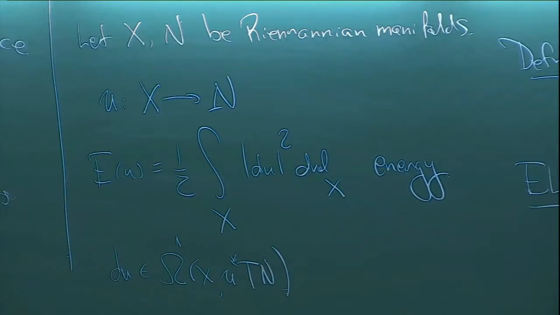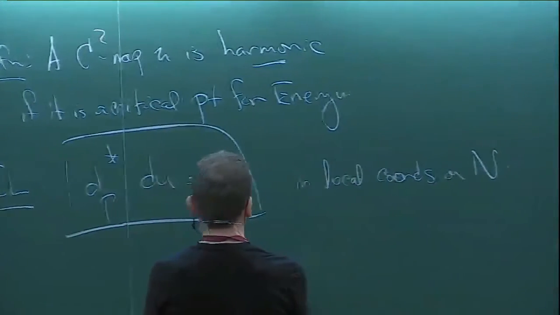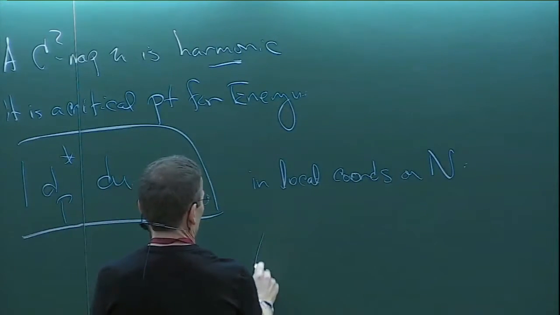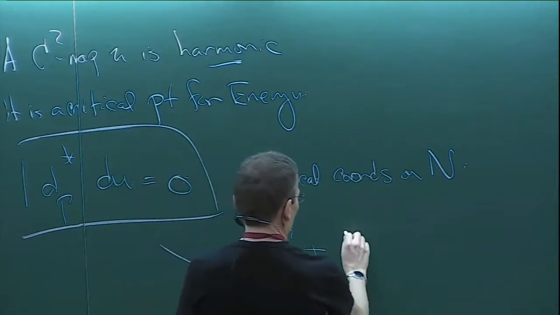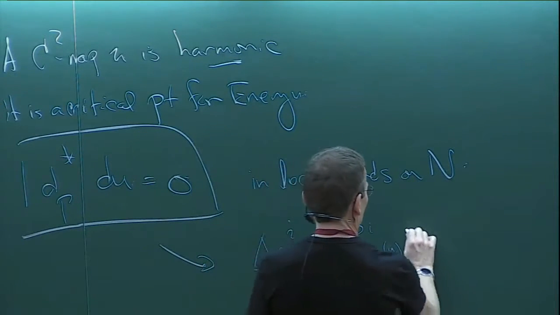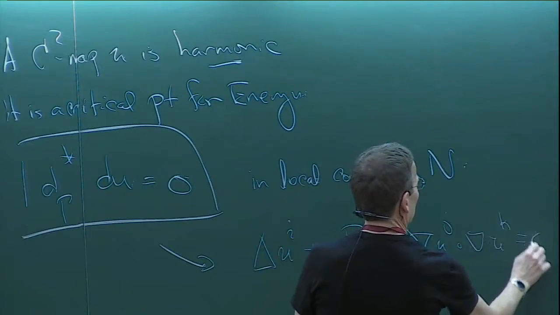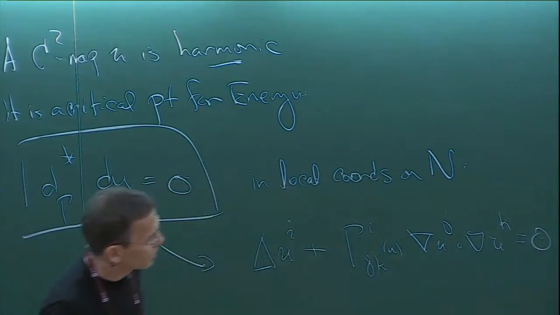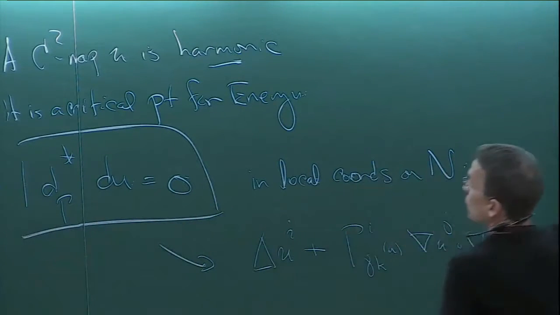So in local coordinates on N, these equations are the same as taking the Laplacian of the coordinate functions plus the Christoffel symbols. One can work this out: the gradient of u^j dotted with the gradient of u^k. This dot product is using the metric on the domain. So these are the local equations.